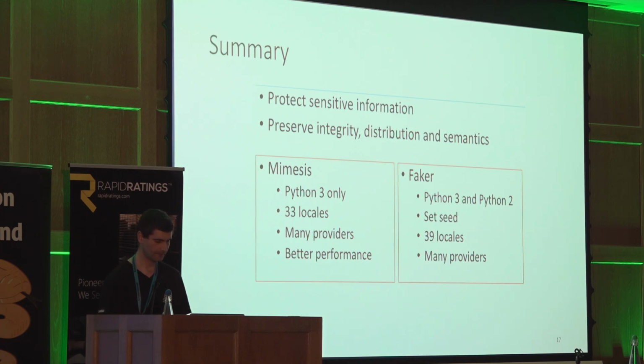and both of them give us many providers. So there are a lot of different types of data that we can anonymize, and mimesis has a slightly better performance than faker, so that's what would differentiate those two.